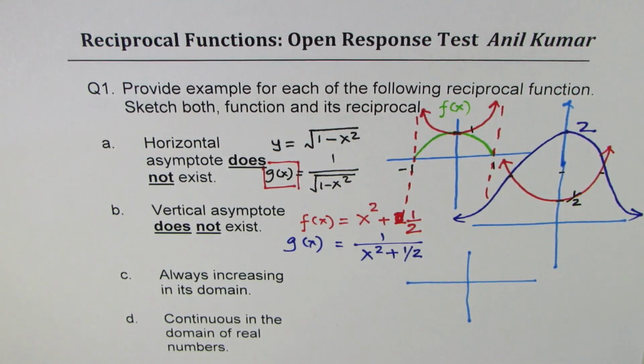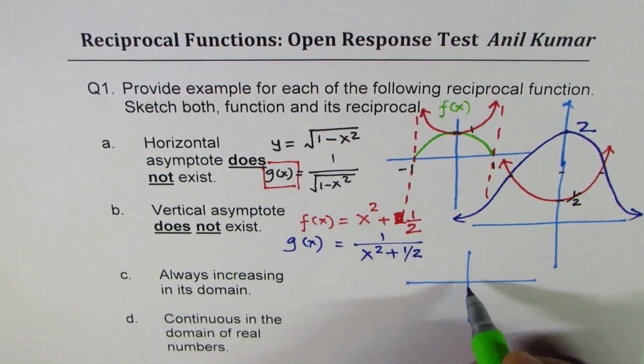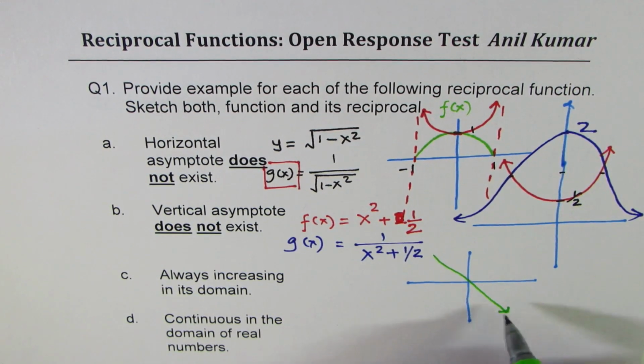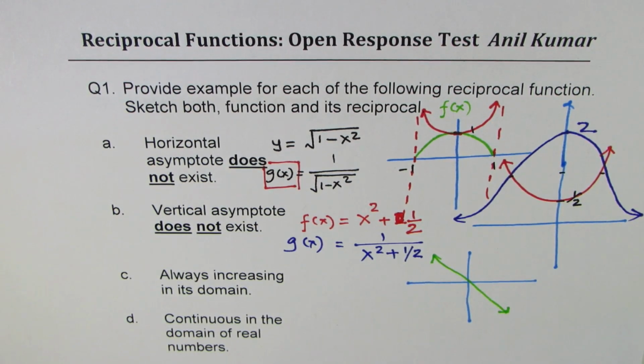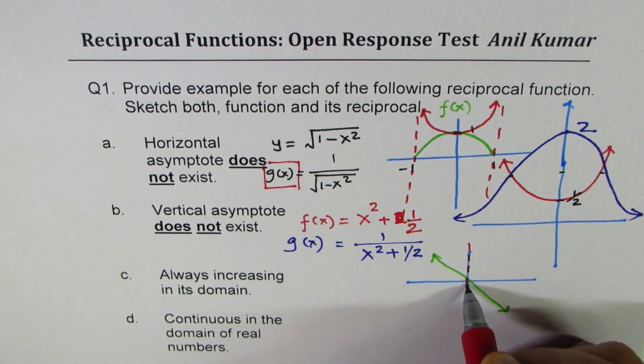what? Minus 1 over x, right? So if we want always increasing, we could have a line which is decreasing, right? So if I have a line which is decreasing, for example, in that case, let me sketch this time the graph of a line in green. So a decreasing line will result into increasing function. That's the whole idea, correct? Decreasing line will result into increasing reciprocal function.